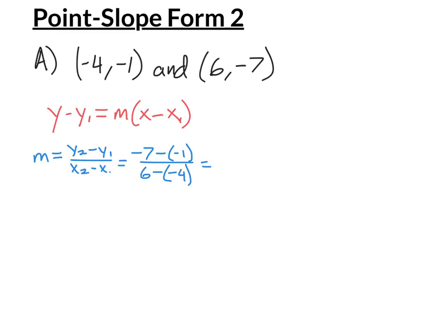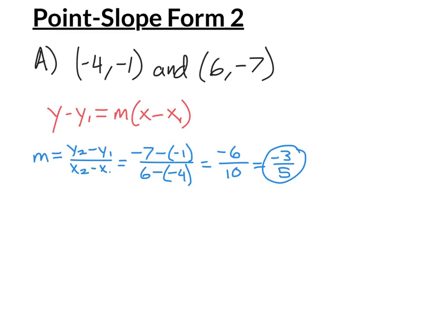So we can simplify these. -7 minus -1 is -6. And 6 minus -4 is 10. And I want to make sure I simplify this. That's going to give me -3 over 5. So there's our slope. Now we just need to pick one of these 2 points to put into our slope-intercept form.